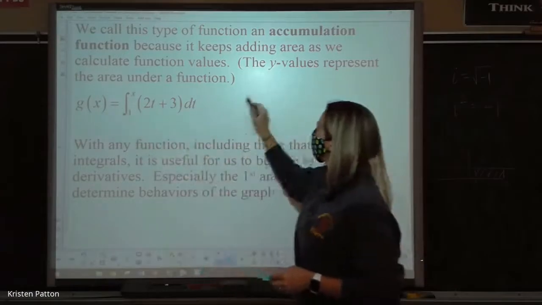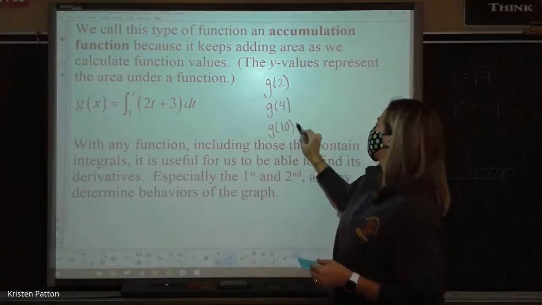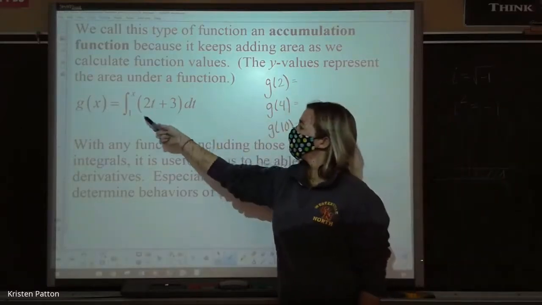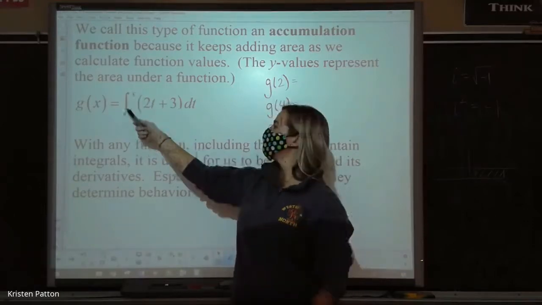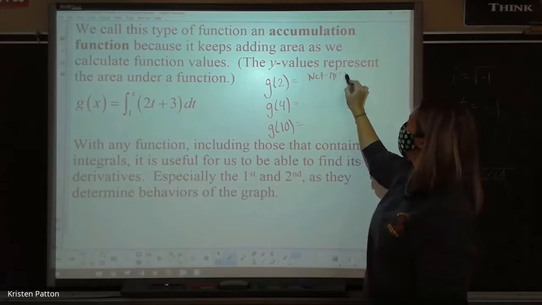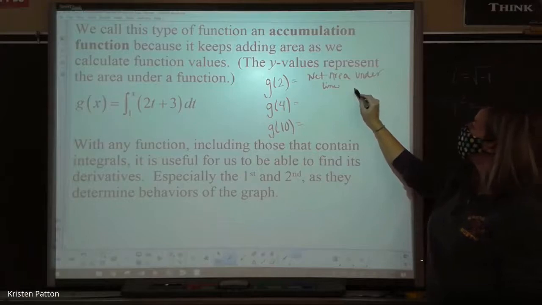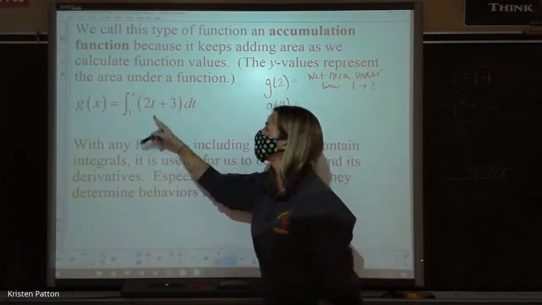So let's think about this for a second. Let's say I said find g of 2, or g of 4, or g of 10. I just picked numbers. It doesn't matter. It's kind of what I asked you to do in homework last night, maybe with a different function. If I said go find g of 2, just like we said, you'd put a 2 up here. I'm not actually going to do the math, but it'd be saying find the net area under the line between 1 and 2. This is horribly written math, I get that. I'm trying to make it not too wordy. The net area under the line y equals 2x plus 3 from 1 to 2.